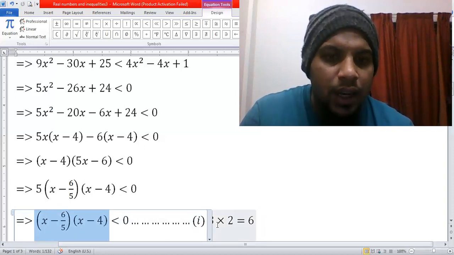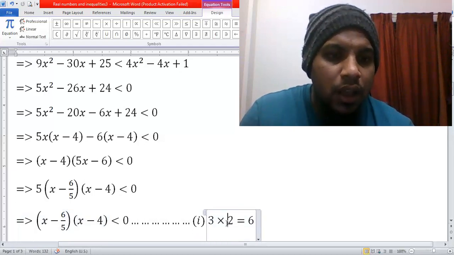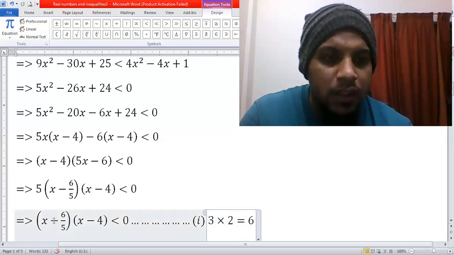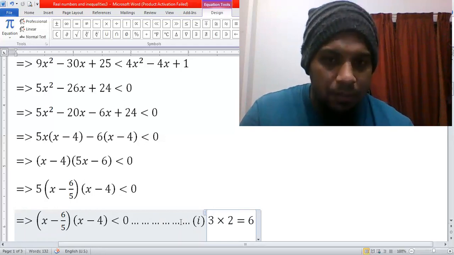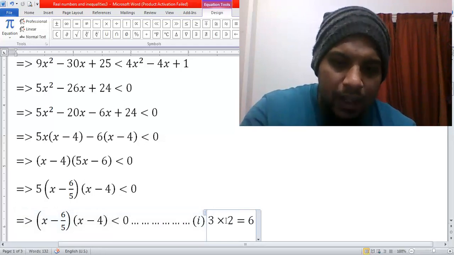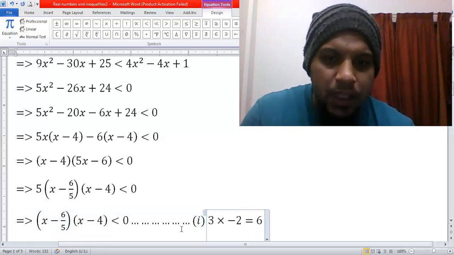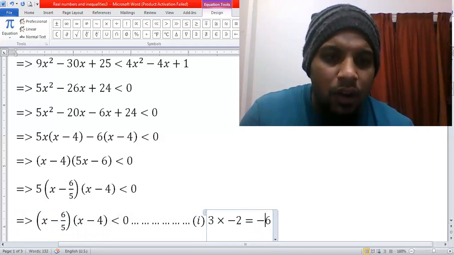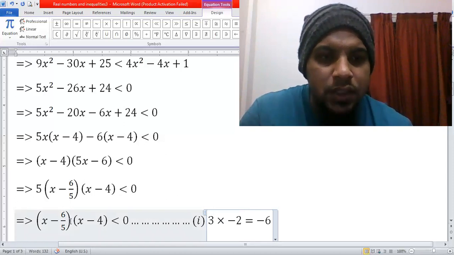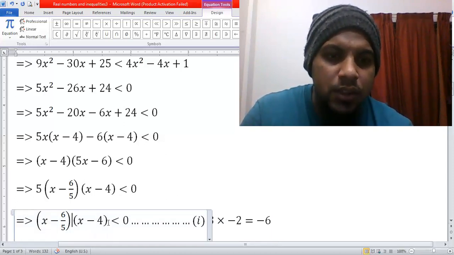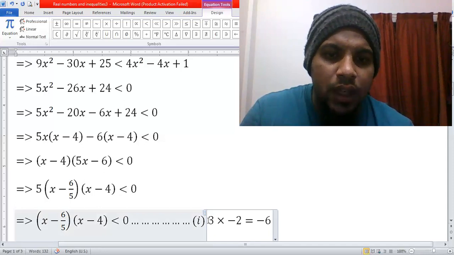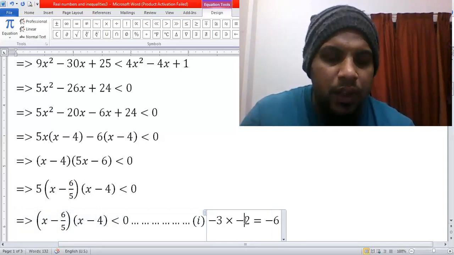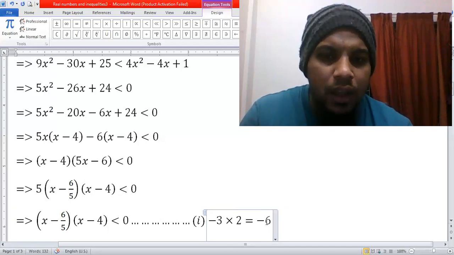So how can we get a negative product if one is positive? Say, for example, x minus 6/5 is positive and x minus 4 is negative. Only then can we get the negative one. Or it could be x minus 6/5 is negative and x minus 4 is positive. Then we also get the negative one.